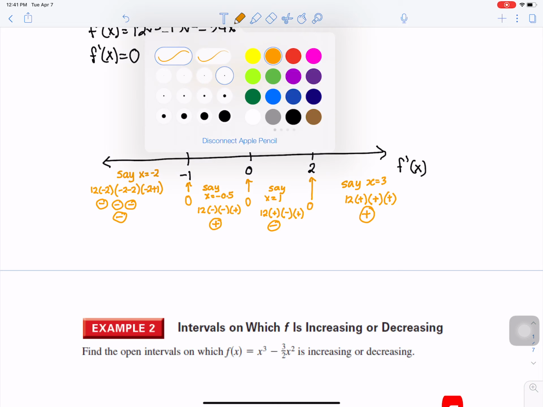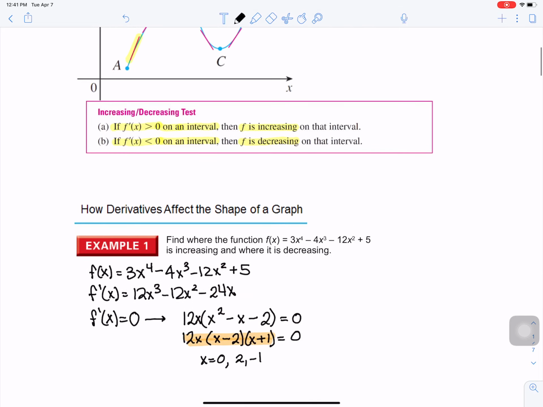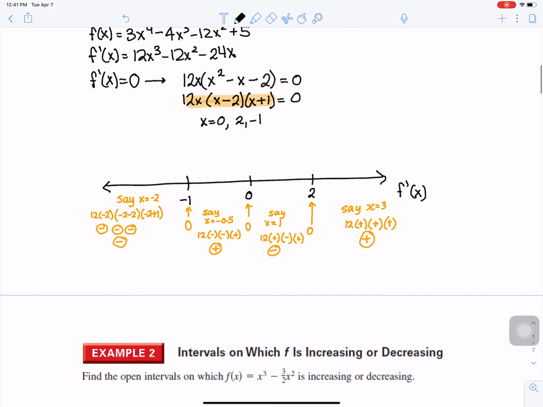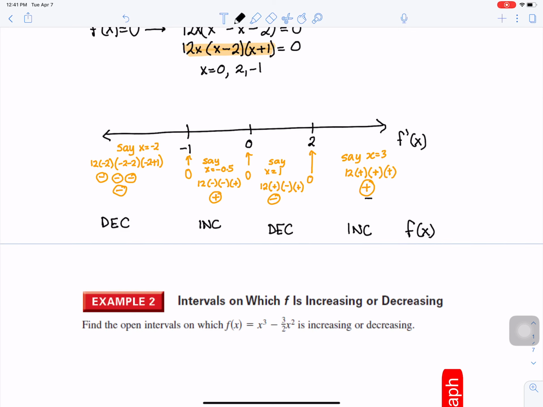Based on the theorem above, if my derivative is greater than 0 on the interval, we say that the function is increasing. If the derivative is less than 0, the function is decreasing. Because my derivative was positive in this section of my graph, I know the function is increasing. This section is decreasing, this section is increasing, and this section is decreasing. I want to summarize my answer with a sentence.